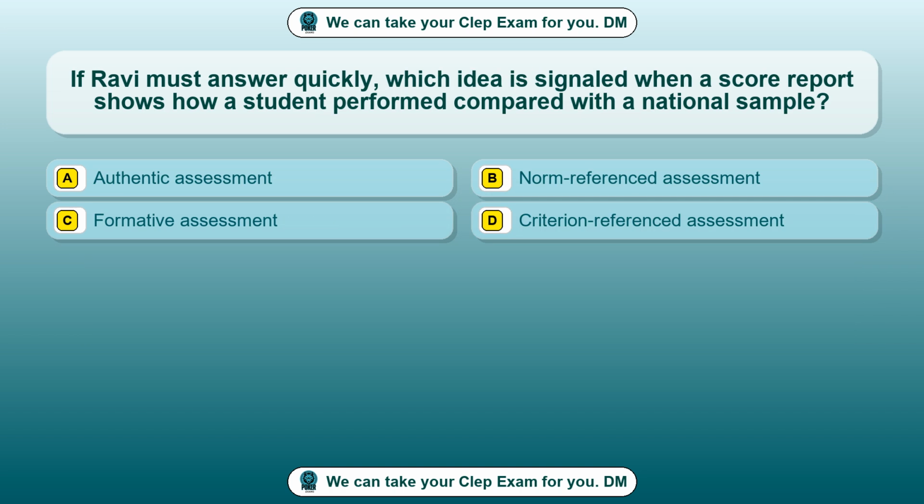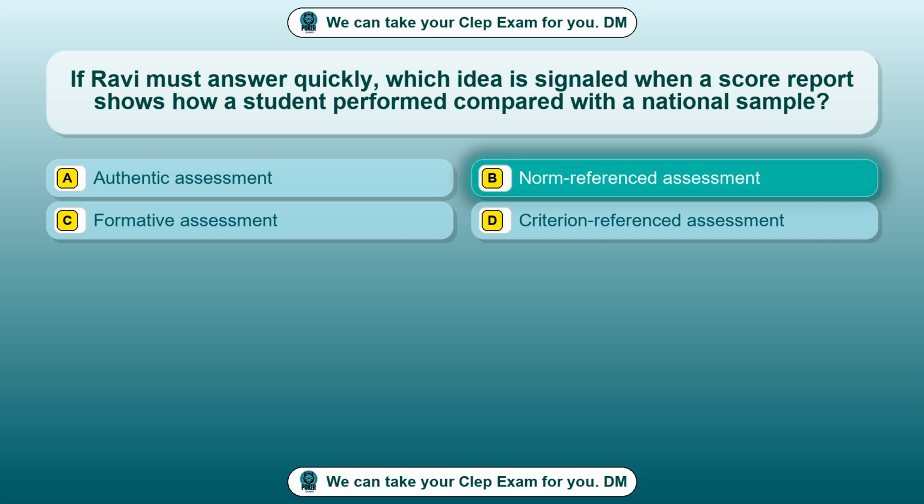Question 55. If Ravi must answer quickly, which idea is signaled when a score report shows how a student performed compared with a national sample? Option A, authentic assessment. Option B, norm-referenced assessment. Option C, formative assessment. Option D, criterion-referenced assessment. The correct answer is option B, norm-referenced assessment.